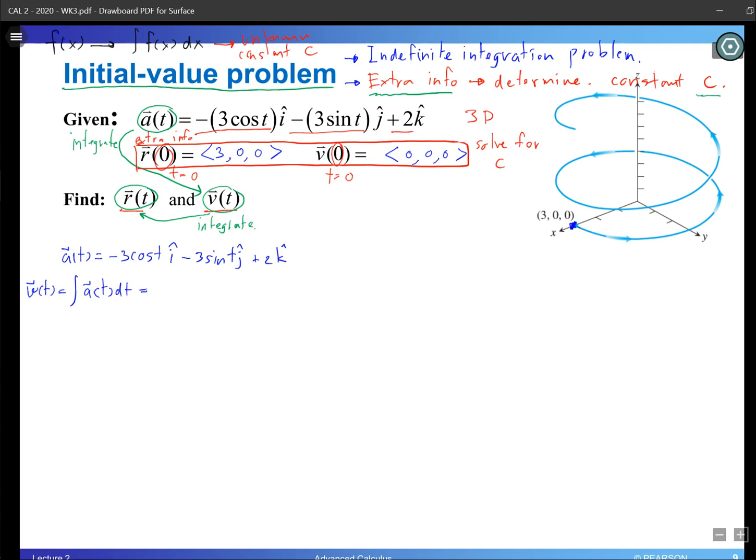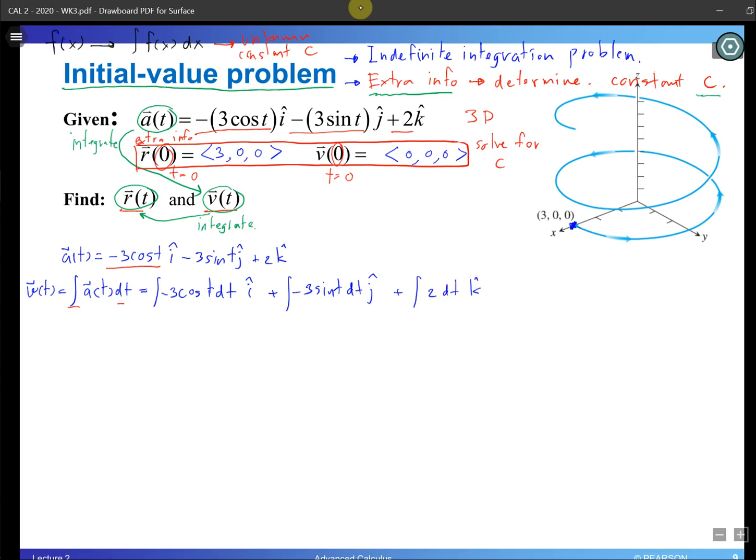Now, what we are going to have to do here is apply this integration to each component separately. So the first thing I'm going to do is apply this integration to the first component. Let me write it, otherwise it can get confusing. Here I'm going to integrate the first component, which is minus 3 cosine t, with respect to time, and that is the i component. Next component, integrate minus 3 sine t with respect to time, and that is the j component. And the last component, integrate 2 with respect to time, the k component.